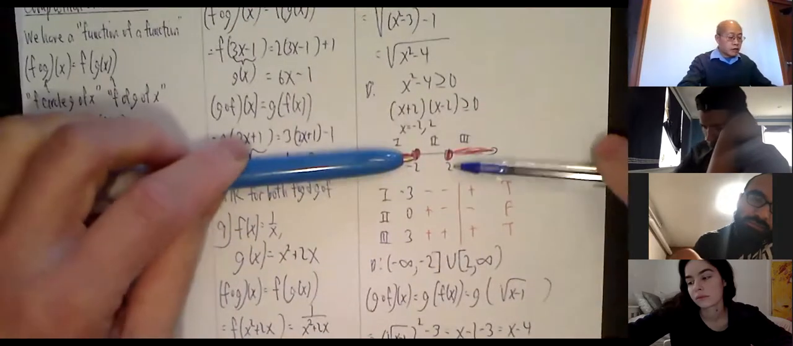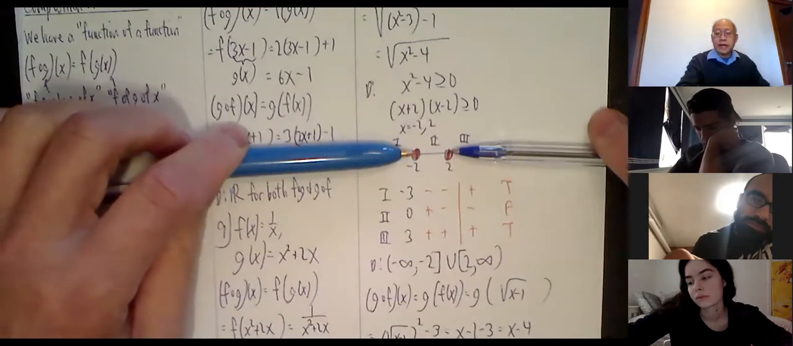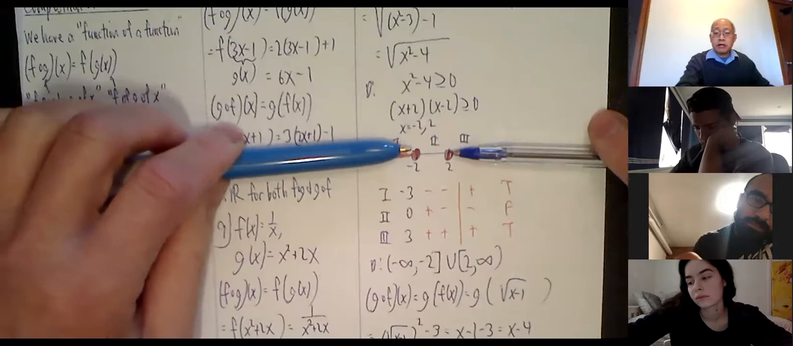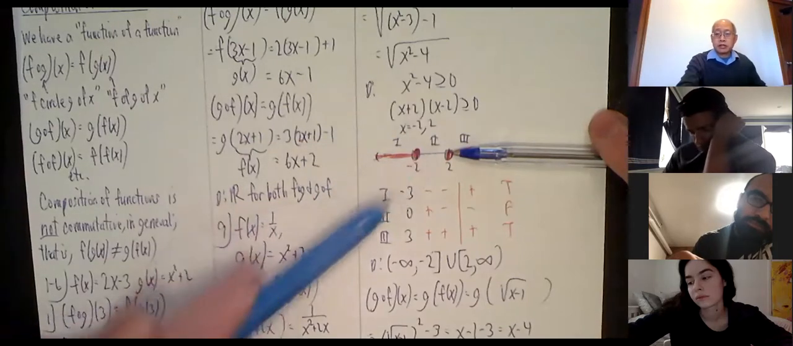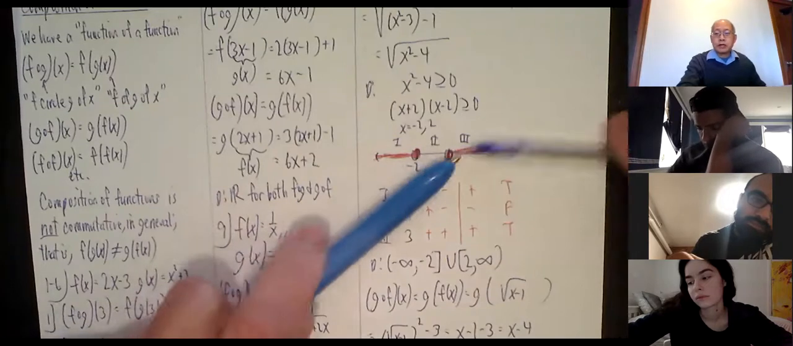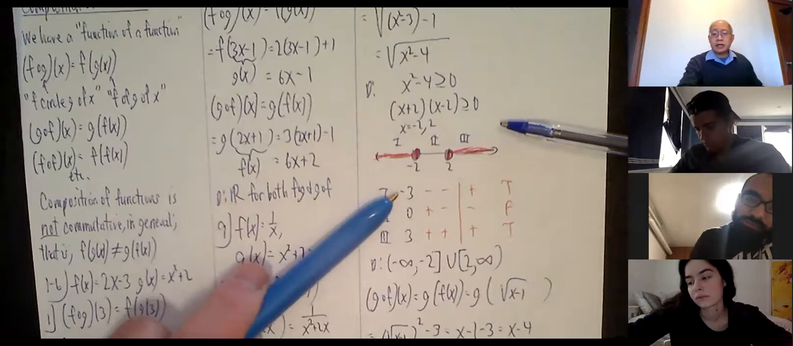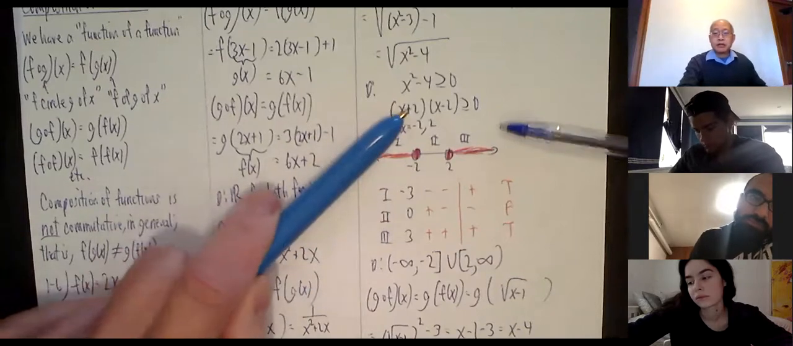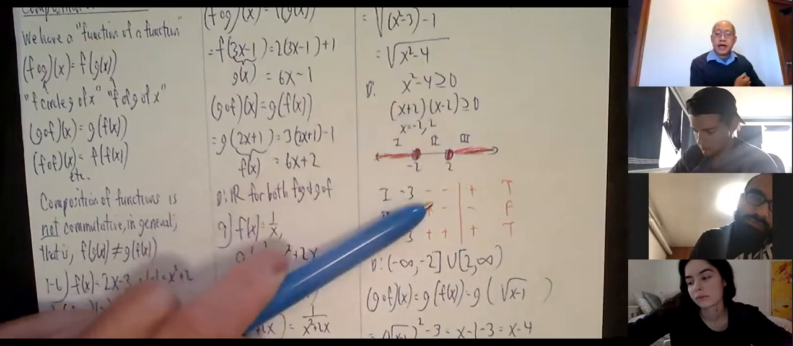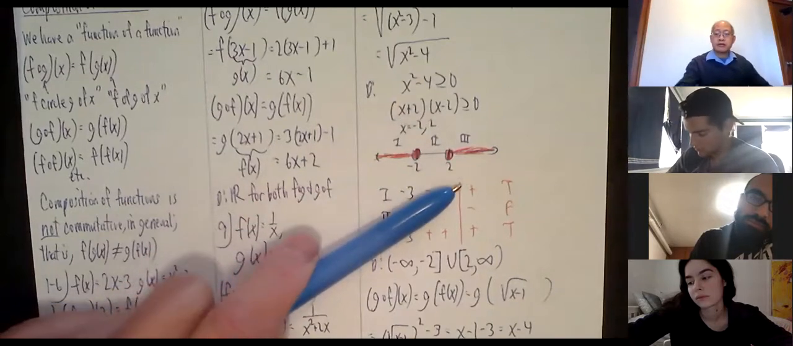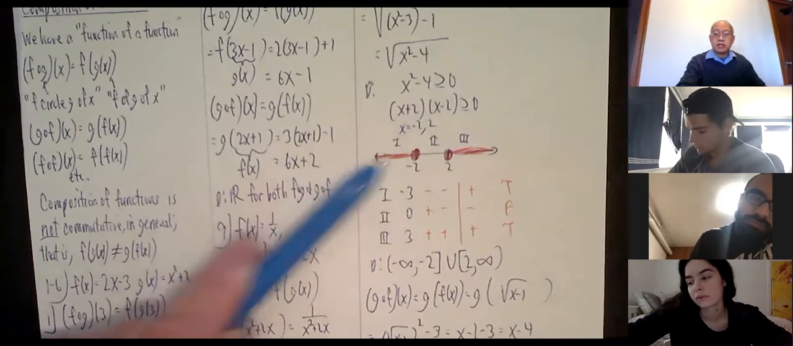Okay, so at the moment, we don't know that anything is shaded. I've already done it before, of course, so the cat's already out of the bag, but pretend you don't know. So I plug in something from region 1, negative 3. Something in region 2, 0. Something in region 3, 3. Do my sign analysis, sign chart. Negative 3 plus 2, negative. Negative 3 minus 2, negative. Negative times a negative is positive. Is the positive greater than or equal to 0? Yes, that's true. Shade in region 1.